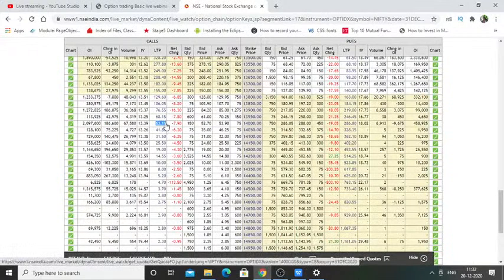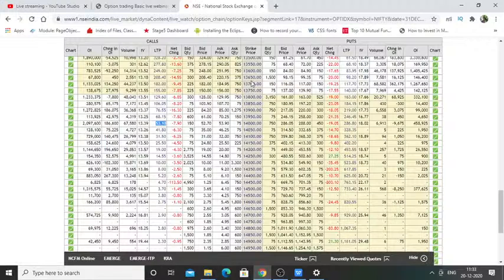This 53 is purely time value. If the market doesn't reach 14,000 by the time of expiry, this 14,000 call option will expire worthless. The premium of this will be zero.